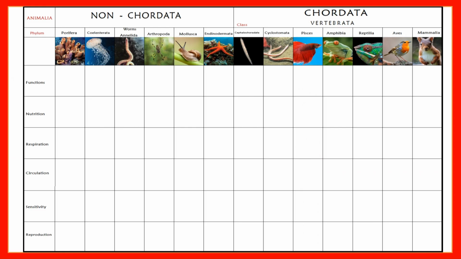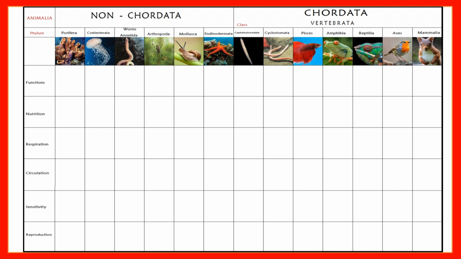Now this is a chart. You can see non-chordata is on the left and chordata is on the right. Now we can go through the phylum, that is porifera, coelenterata, worm or annelida, arthropoda, mollusca, echinodermata. They all are the non-chordates. And on the right, we have the cephalochordata, cyclostomata, pisces, amphibia, reptilia, aves and mammalia. So here we have only 2 new ones, which are the cephalochordata and cyclostomata.